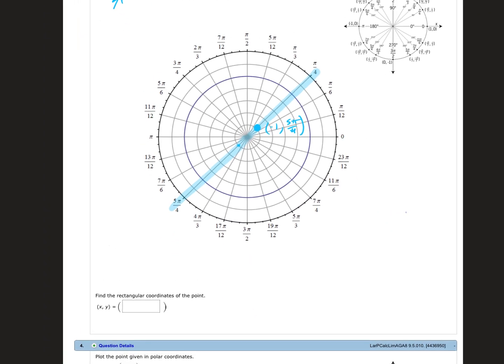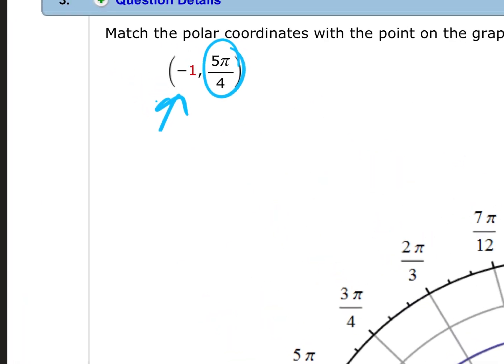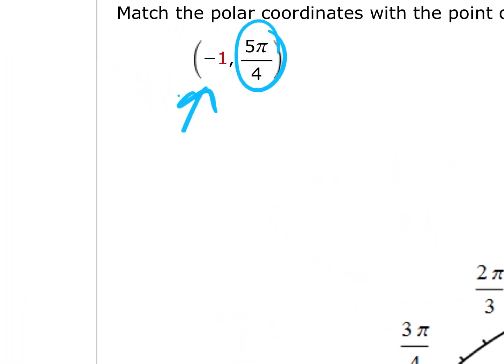All right, the second part of this question says we have to find the rectangular coordinates of this point. So to find the rectangular coordinates, we have to convert it. So you have to know your 4 little formulas. There you have 2 from going to rectangular to polar and 2 for polar to rectangular. So our formulas are x is equal to r times cosine theta and y is equal to r times sine theta.